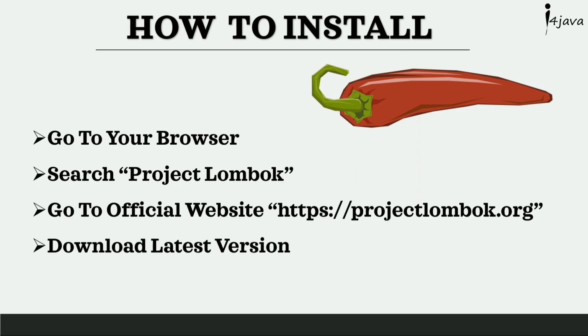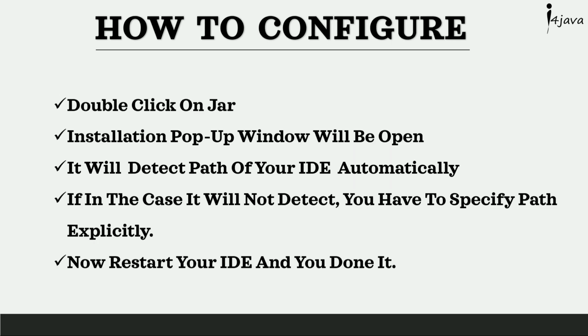How to install it? Go to your browser, search Project Lombok, go to the official website projectlombok.org, and download the latest version from there. Next, how to configure it? Double click on the jar. An installation pop-up window will open. It will detect the path of your IDE automatically. In case it does not detect it, you have to specify the path explicitly. Now restart your IDE and you are done.